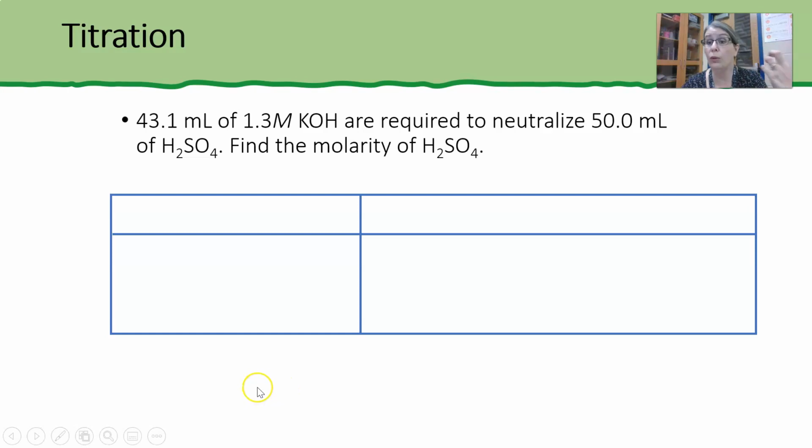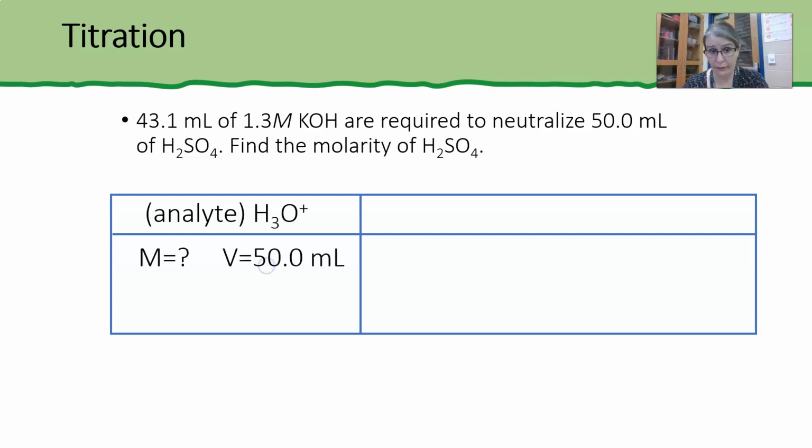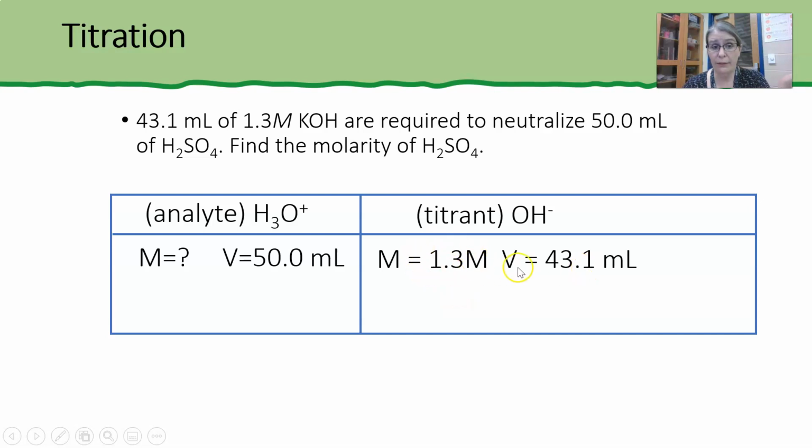So let's see if we can organize this to help us. My analyte is the acid, H2SO4. And what do I know about the analyte? Well, I know I want to find the molarity, and I know that it was 50 milliliters of H2SO4. On the titrant side with my potassium hydroxide, I had a 1.3 molar solution, and it was 43.1 milliliters to reach the equivalence point, to neutralize it. A neutral pH is 7. That's where the equivalence point is of a strong titration.